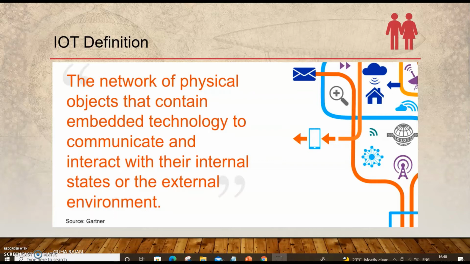So from a definition perspective, as I said, it is a network of physical objects that contain embedded technology to communicate and interact with their internal states or external environment. So that's the definition part of IoT. We will get into the IoT scope, and where it will be used, shortly.